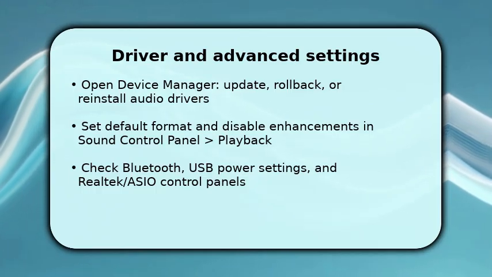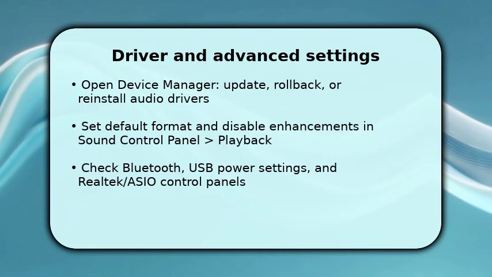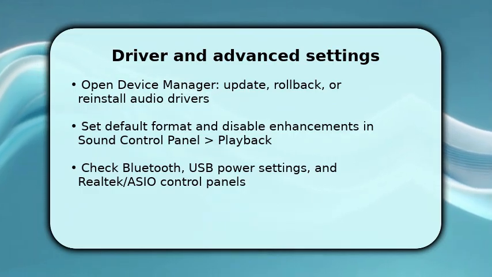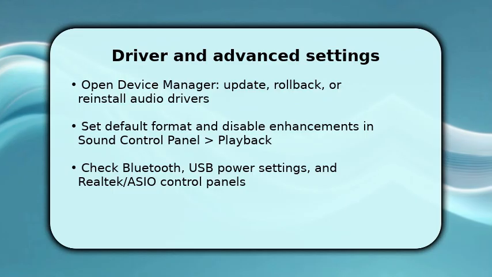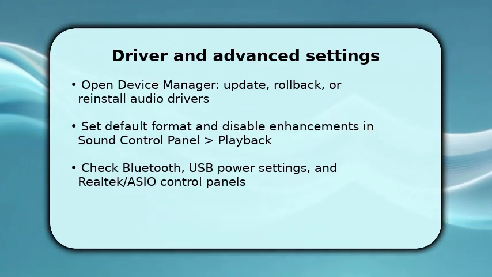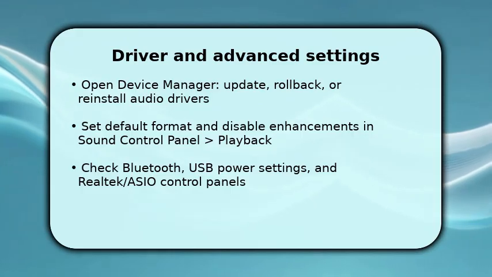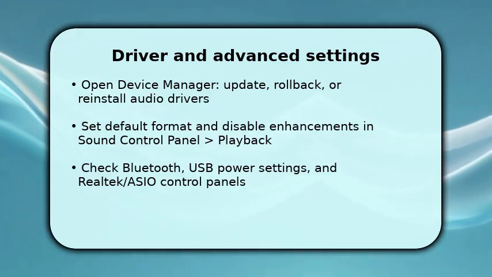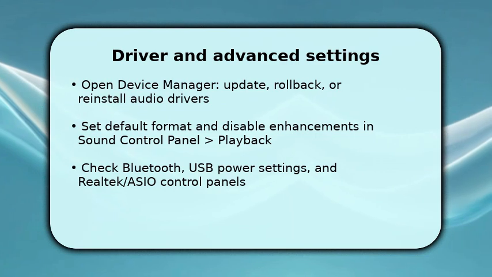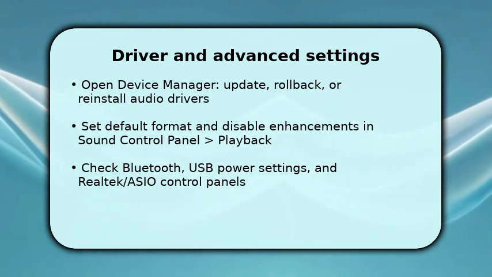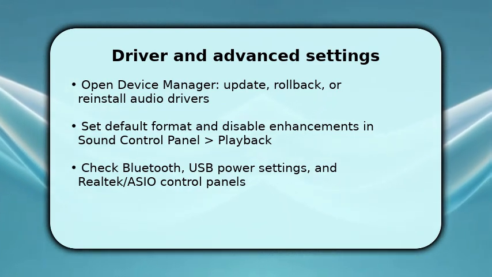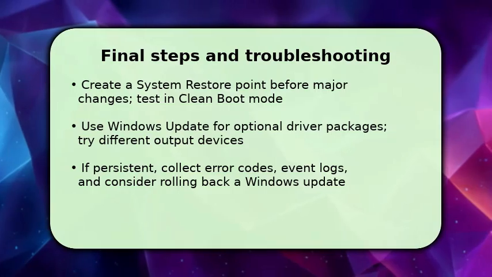Then open Sound Control Panel, select your playback device, click Properties, set the default format to a standard sample rate, and disable audio enhancements to avoid conflicts. Also check Bluetooth or USB power management, and any vendor control panels like Realtek or ASIO for exclusive mode settings. Finish by creating a system restore point so you can undo major changes safely.